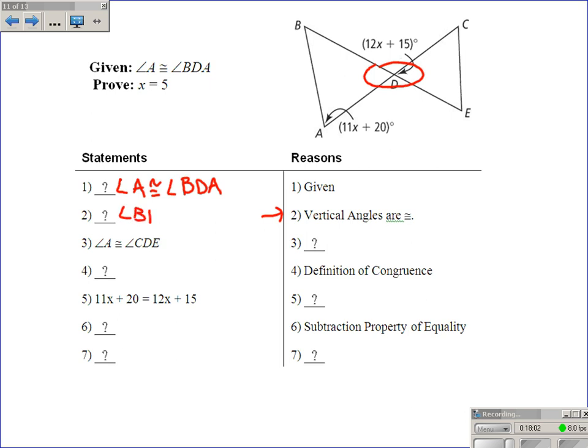Angle BDA is congruent to angle CDE. Those are vertical angles. Okay. The next statement is that angle A is congruent to angle CDE. Well, if you look up here at the first 2 statements, I have that angle A is congruent to angle BDA, and angle BDA is congruent to angle CDE. So it looks like we're using the transitive property of congruence.